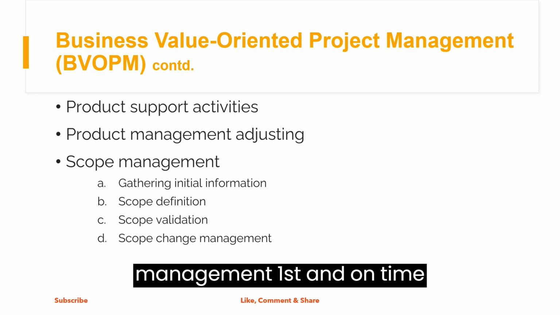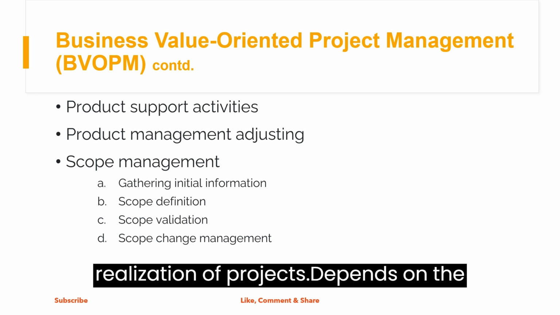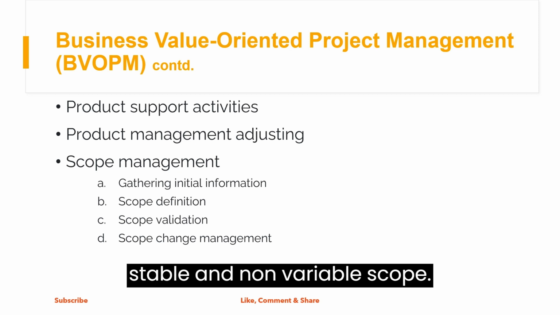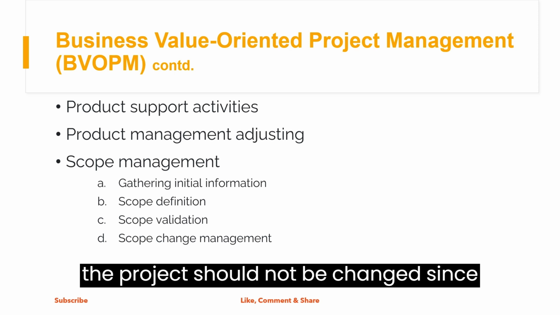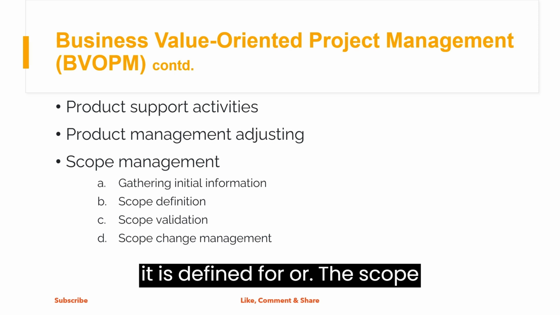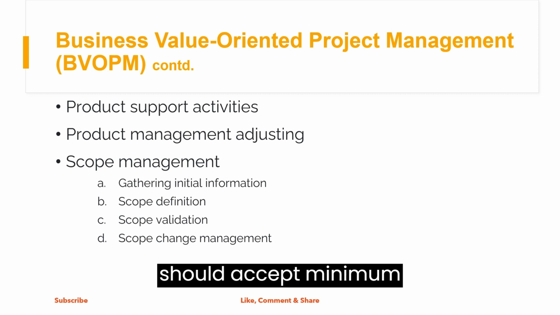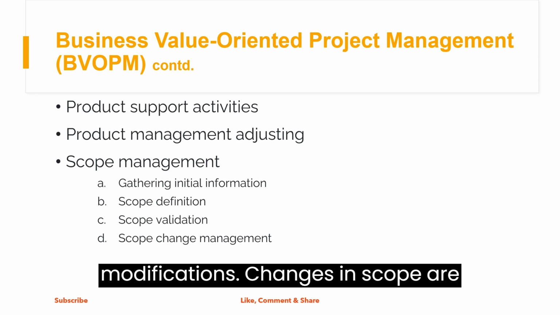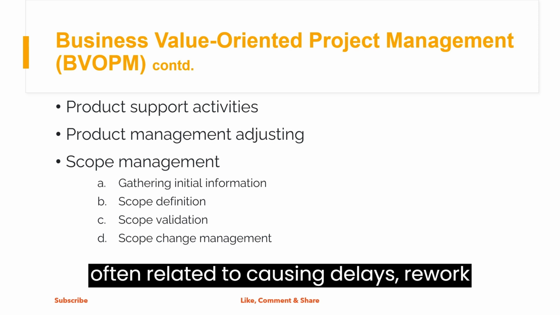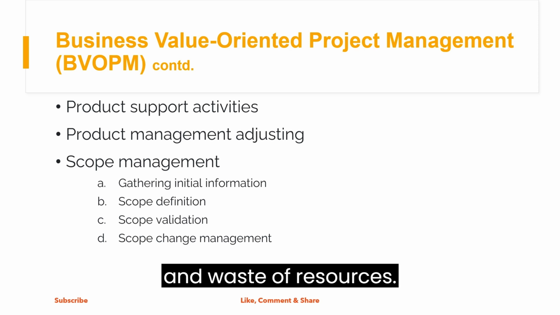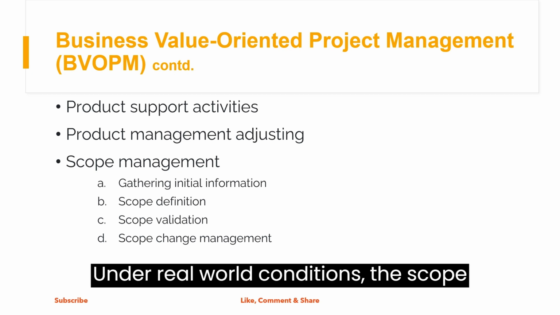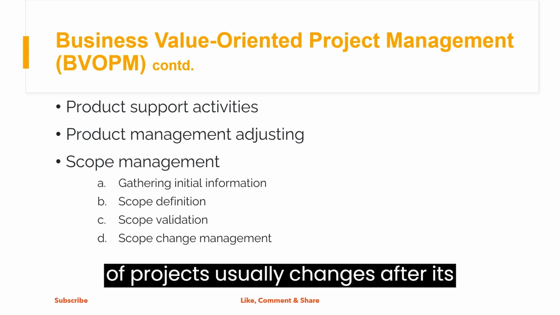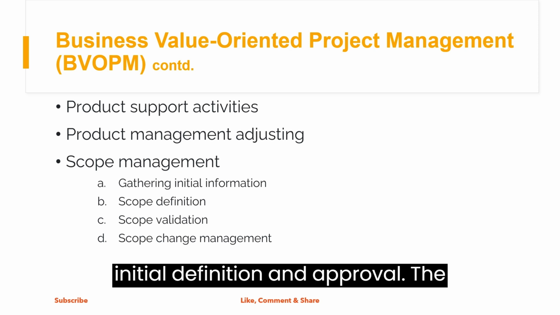Scope change management. First and on-time realization of projects depends on a stable and non-variable scope. Classic project management understandings teach that the scope of the project should not be changed since it is defined for the project, or the scope should accept minimum modifications. Changes in scope are often related to causing delays, rework, and waste of resources. Under real-world conditions, the scope of projects usually changes after its initial definition and approval.